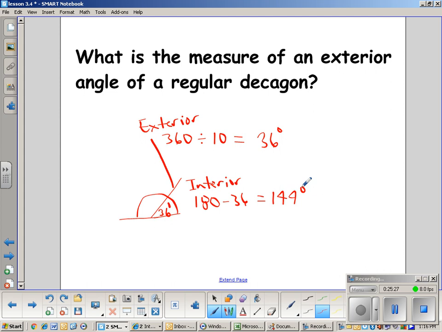Okay? Couple key terms here. It said regular decagon. So that told me all those sides and angles were the same. If it didn't say regular, then I can't just divide by 10. I'd have to know what 9 of them were to find that 10th one, right? But this one says regular decagon, so they're all the same.